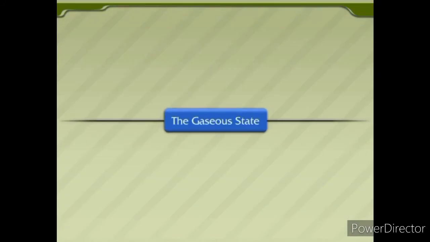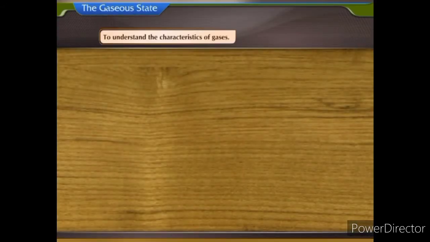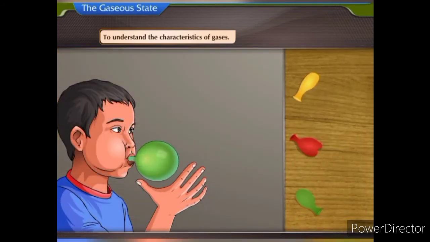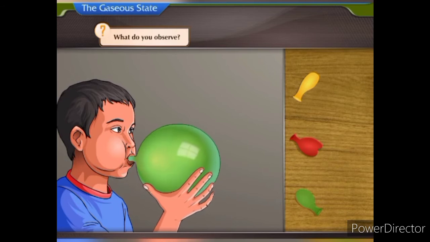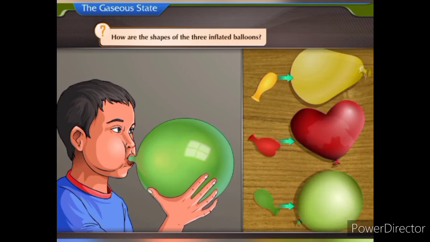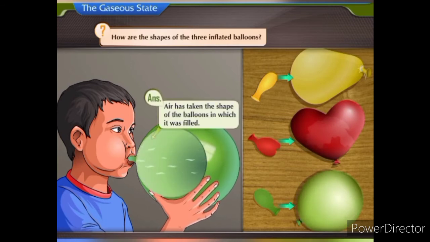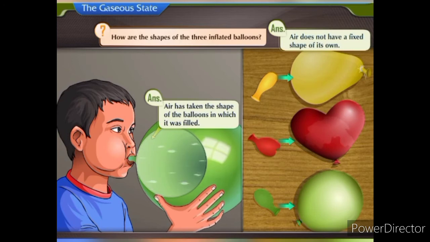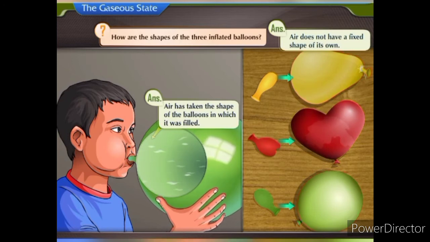The gaseous state. Let us perform an experiment to understand some characteristics of gases. Take 3 balloons of different shapes. Blow up all the 3 balloons. What do you observe? How are the shapes of the 3 inflated balloons? Air has taken the shape of the balloons in which it was filled. This shows that air does not have a fixed shape of its own.